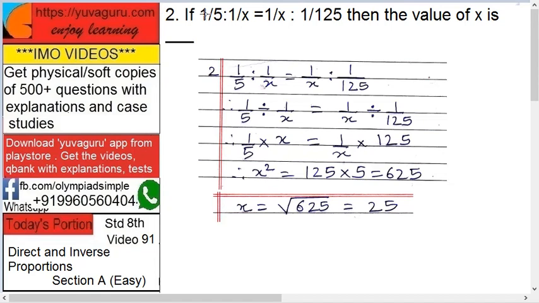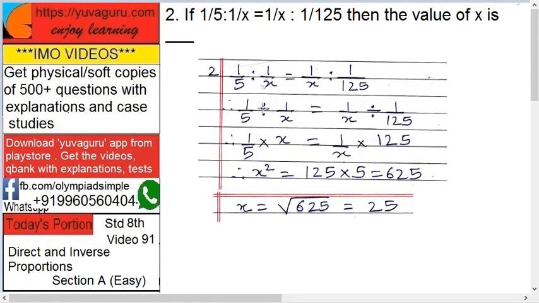Next, if 1 upon 5 is to 1 upon x equals to 1 upon x is to 1 upon 125, then the value of x is? What is given is 1 upon 5 is to 1 upon x equals to 1 upon x is to 1 upon 125. So what does it mean? Is to means divide always. So just write divide. 1 upon 5 divided by 1 upon x equals to 1 upon x divided by 125.